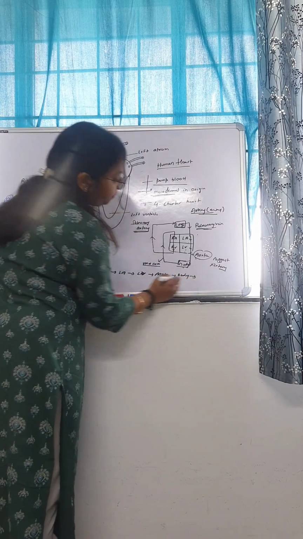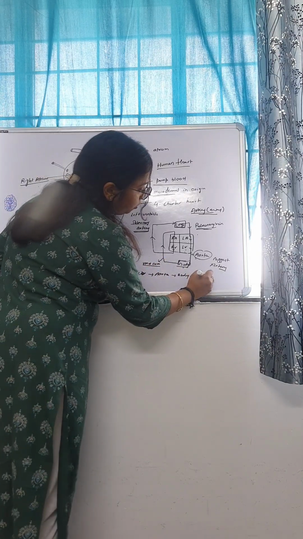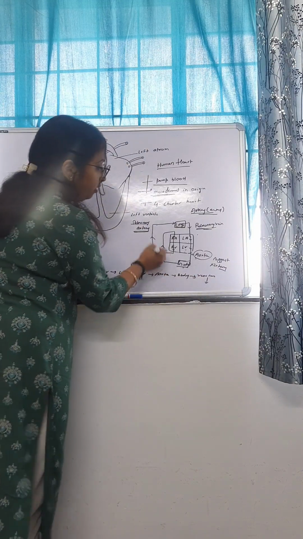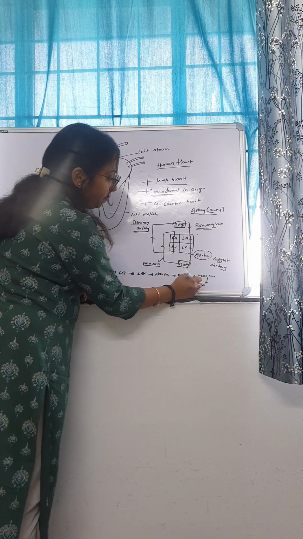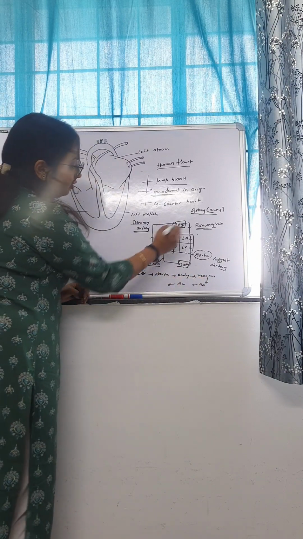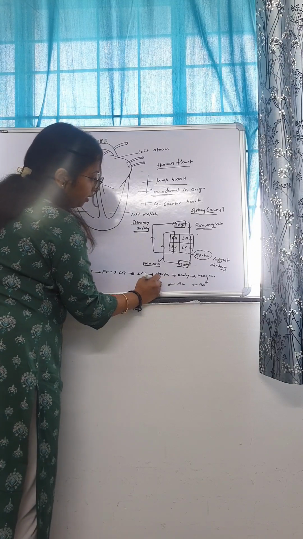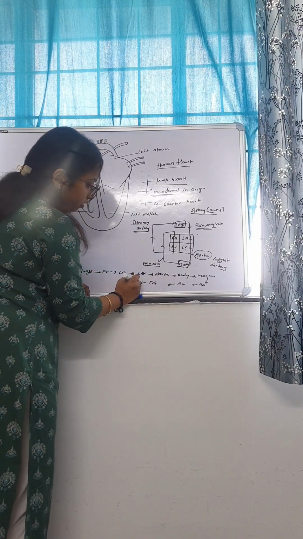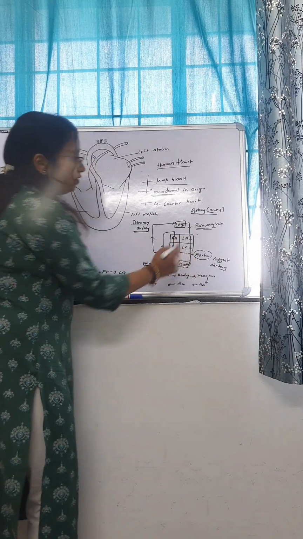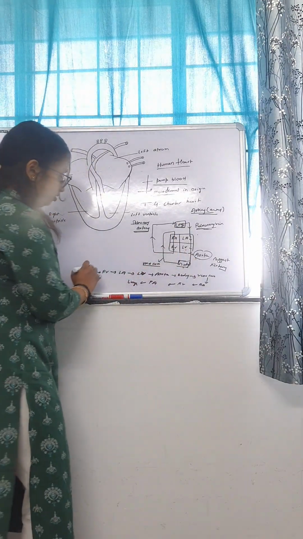Aorta is the body. From the body, it goes into the vena cava. From the vena cava, the blood goes into the RA, and from RA to RV. From RV, the blood goes into the pulmonary artery and back to the lungs. Just remember, this one is the left side, and the left side is always oxygenated.